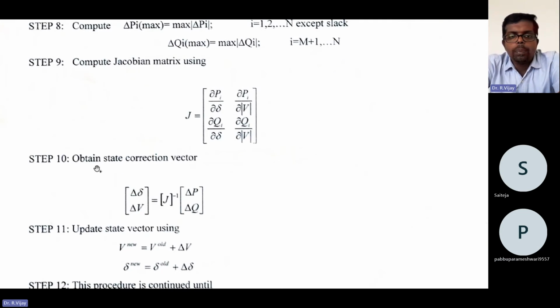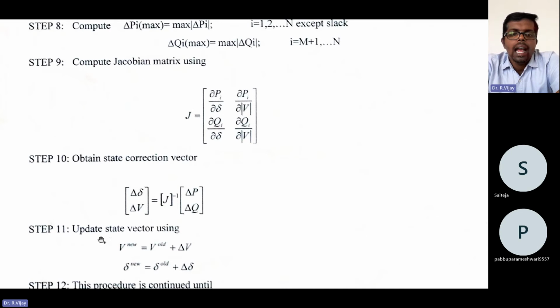Next, obtain the state correction vector, that is del delta and del V. In a single matrix itself, we are calculating the change in the phase angle and the change in the voltage. That is equal to the Jacobian inverse times del P divided by del Q.